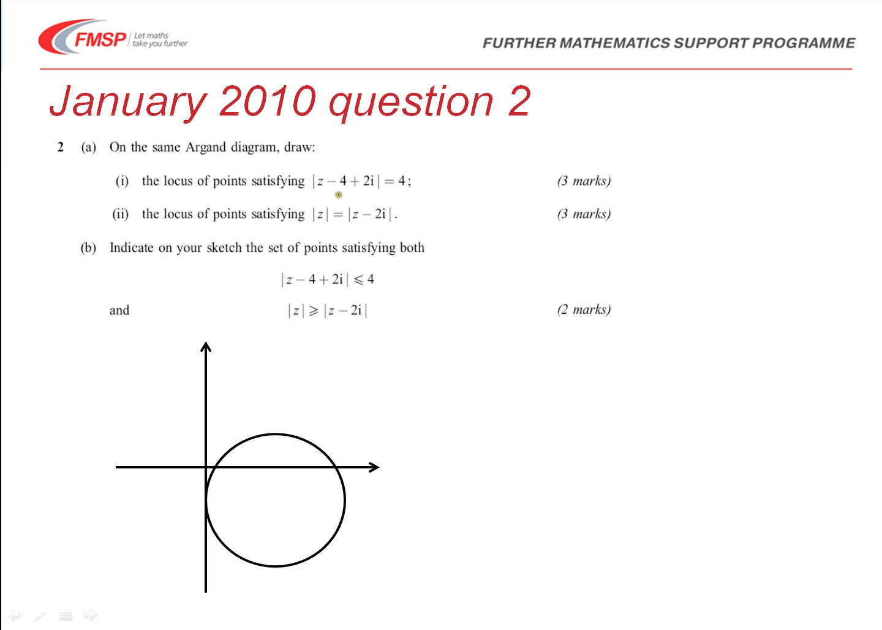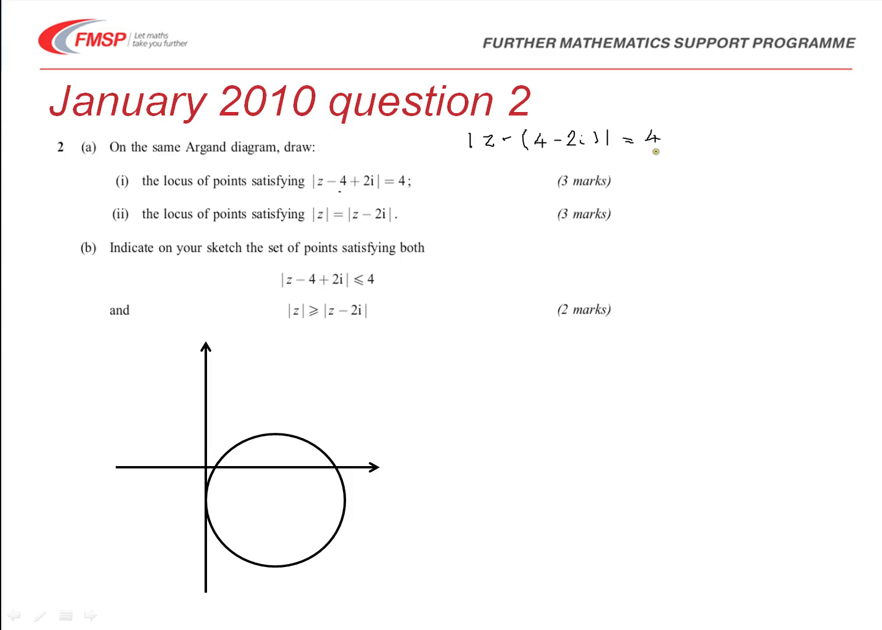So the first part, the locus of the modulus of z minus 4 plus 2i equals 4, it's useful to put that into the standard form of the modulus of z minus the complex number. So in this case, this will become the modulus of z minus (4 minus 2i) equals 4. Now we know where the centre of the circle is. We know the centre is at 4 minus 2i and the radius of the circle is 4.